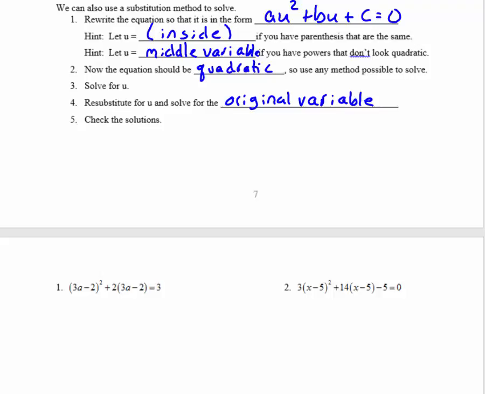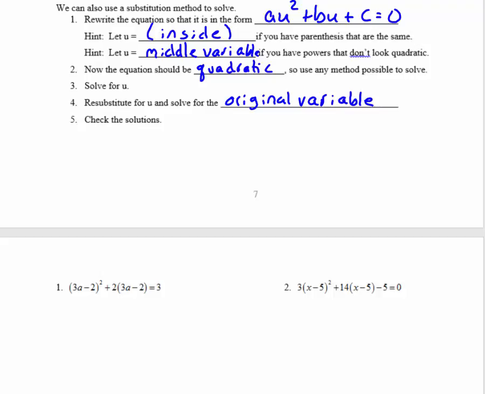Once you solve for u, then you need to go back and resubstitute for what you said u was. You either said u was what was inside parentheses, or you said let u equal the middle variable. And at that point, you have to solve for the original variable. And then make sure you check your solutions.